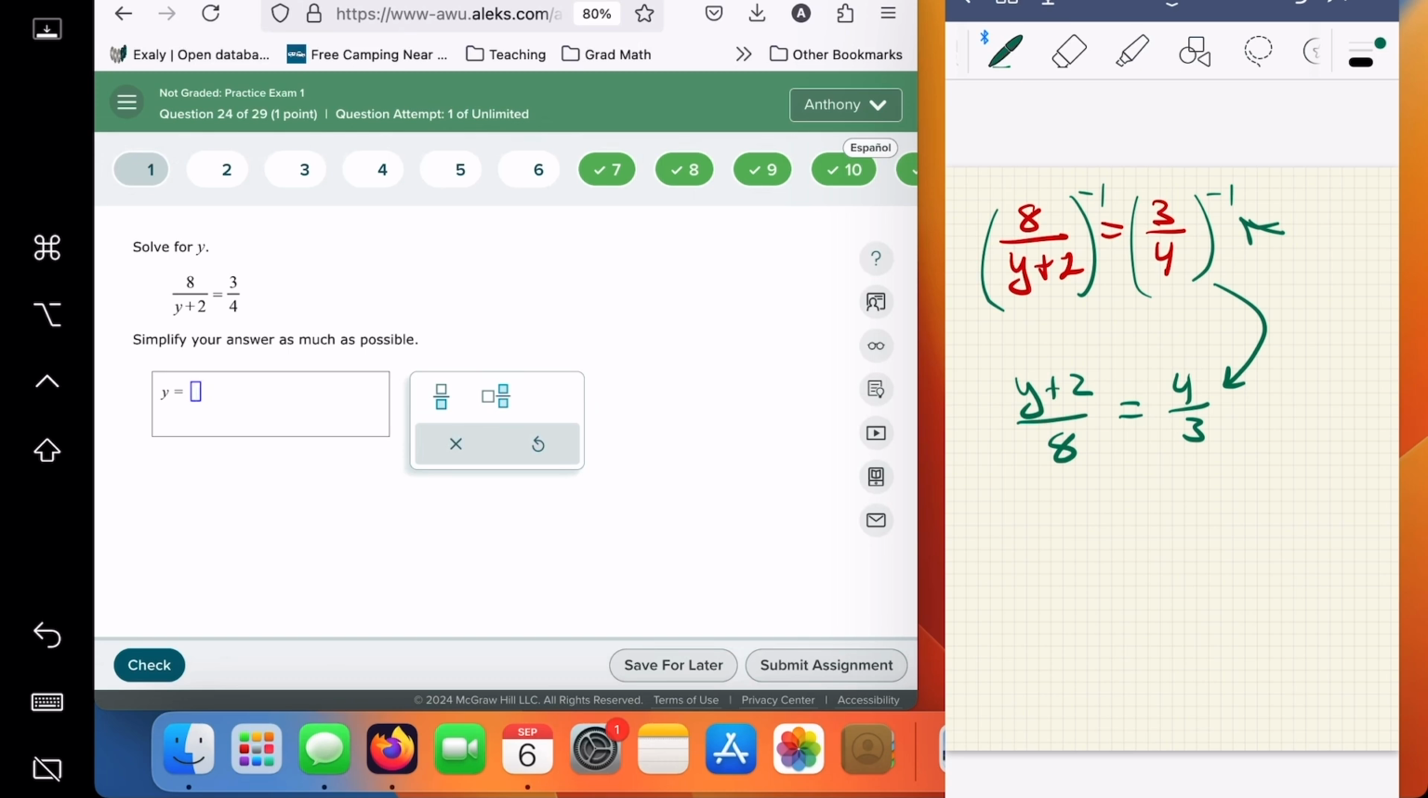Okay, but this speeds up getting y by itself because now it's in the numerator. So now I'm going to multiply both sides by 8 times 8. And now I have y plus 2 is equal to, and nothing reduces here, so I guess I'll just leave it as 32 over 3. And then I'm going to subtract 2. So now stuff is going to reduce. Oh, sorry. Let me, minus 2. And what's 2? It's 6 over 3.